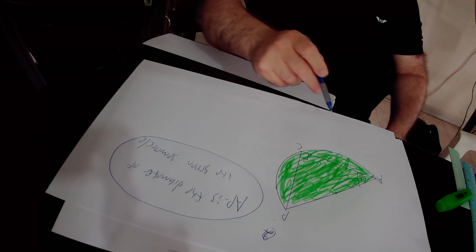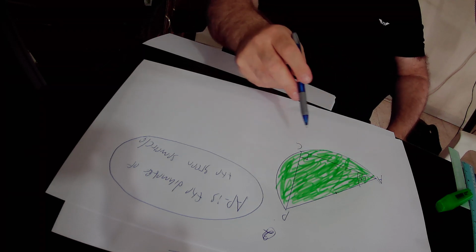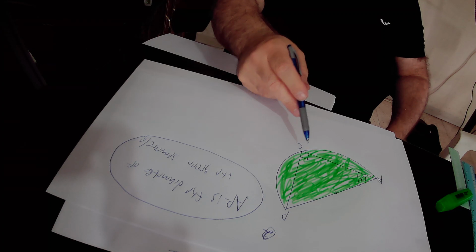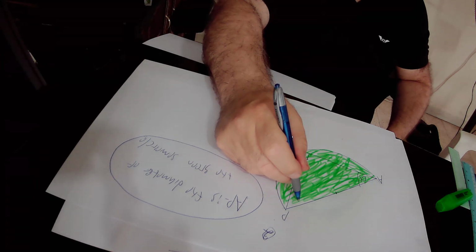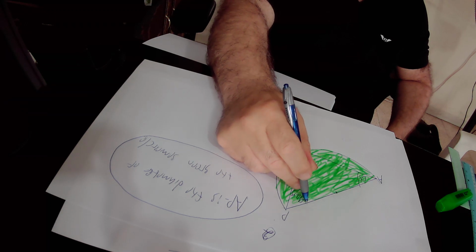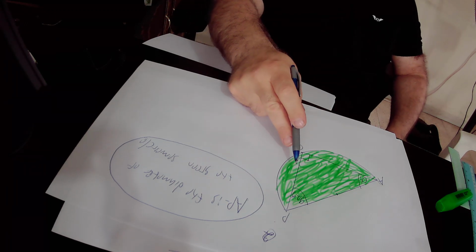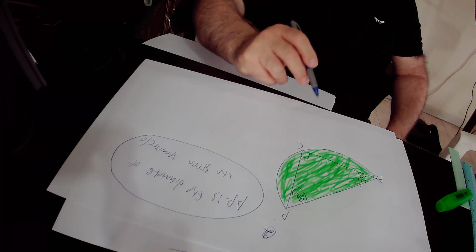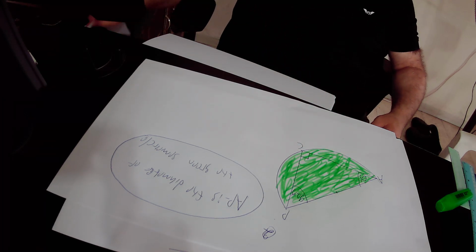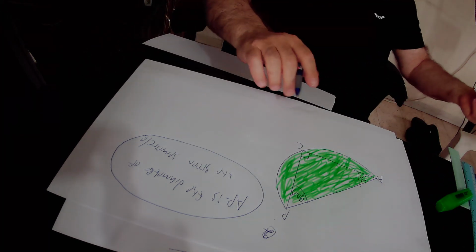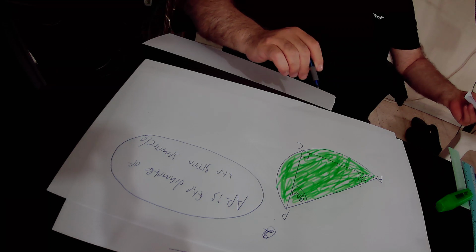So in the right triangle APC, this angle equals to alpha, this angle equals to 90 degrees. Therefore, the missing angle here must be equal to 90 degrees minus alpha. Why? Because 90 degrees minus alpha plus alpha is 90 degrees, and 90 degrees plus 90 degrees equals to 180 degrees.